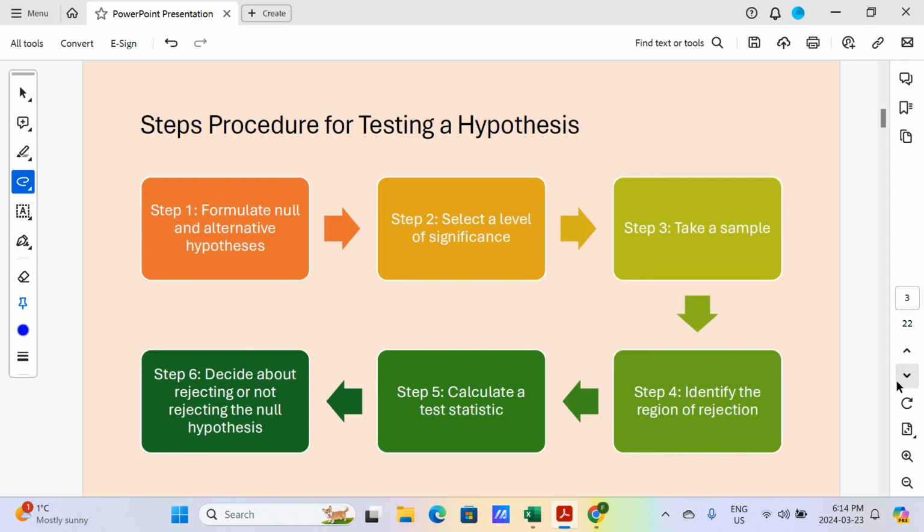So look at here, you can find the steps for hypothesis testing. So we have a claim or assumption. For that claim or assumption, I need to formulate null and alternative hypotheses. In step 2, I need to select a level of significance, and it's always given in the question. And then we need a sample in step 3. Then, okay, we need to identify the region of rejection. And based on the sample, we need to calculate the test statistic. And then in the last step, we need to decide about rejecting or not rejecting the null hypothesis.